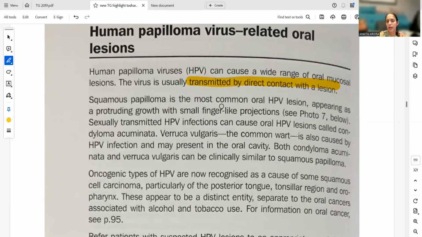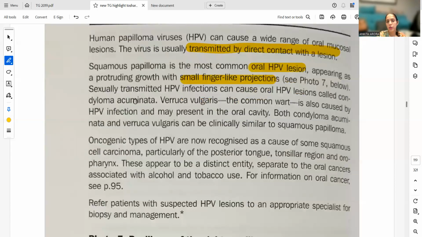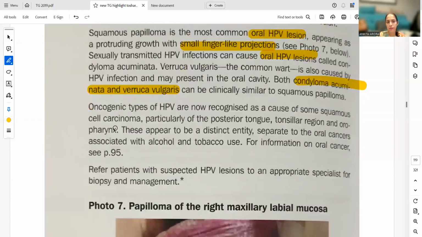Squamous papilloma is the most common oral HPV lesion, appearing as a protruding growth with small finger-like projections. Sexually transmitted HPV infections can cause oral HPV lesions called condyloma acuminata. Verruca vulgaris, the common wart, is also caused by HPV infection and may present in the oral cavity as a small wart. Both condyloma acuminata and verruca vulgaris can be clinically similar to squamous papilloma. Papilloma has finger-like projections when you check microscopically.